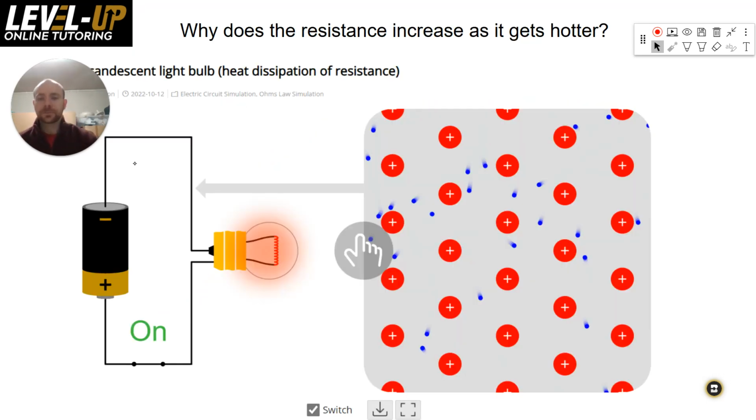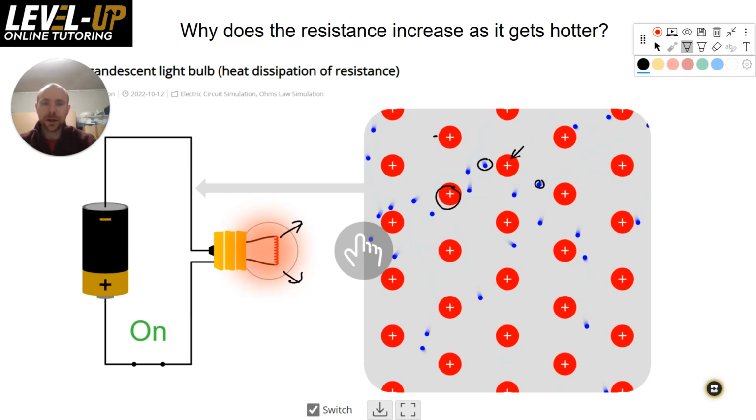So why does that lamp get hotter? Well, you imagine these electrons which are moving in all directions, and you've got your ions which are fixed in a lattice. It's the electron flow. They're moving in all directions, but they're slowly moving through that wire. Now, each time they bash into an ion, they're going to transfer energy, and that energy is going to be transferred in the form of heat. So as it goes through this filament, those electrons are giving out heat.